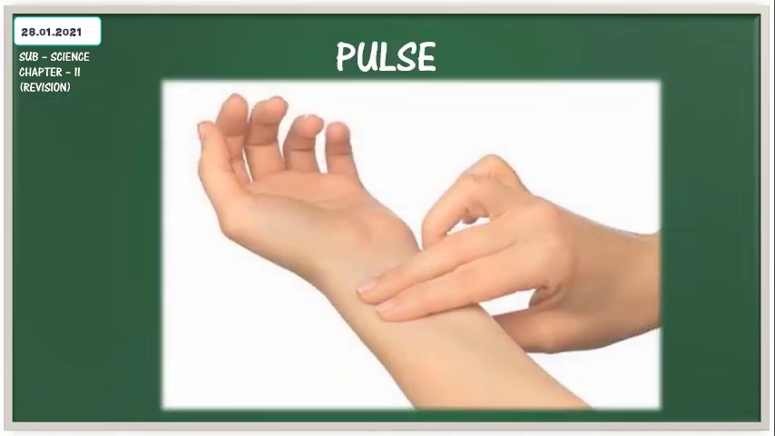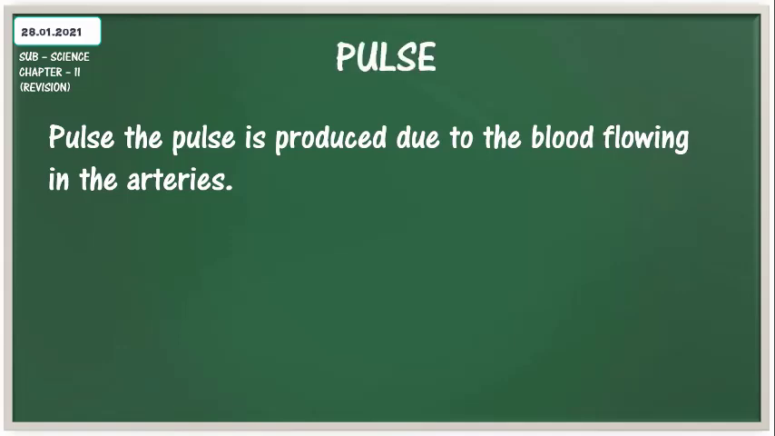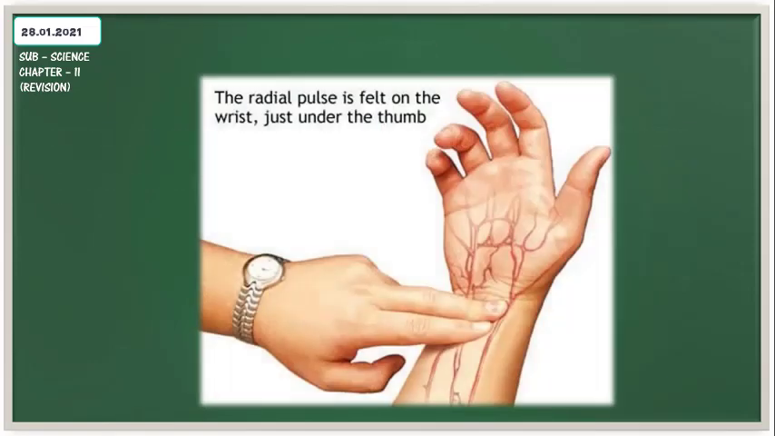Pulse rate. To know your pulse rate, place the middle finger and index finger of your right hand on the inner side of your left wrist. You will feel a throbbing movement at this place. This throbbing movement is called the pulse. The pulse is produced due to the blood flowing in the arteries.